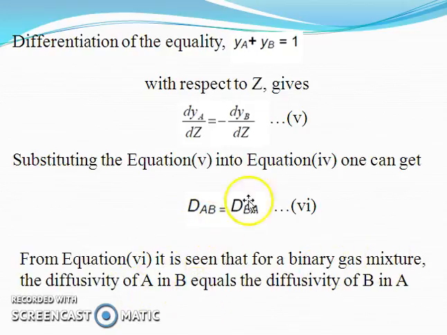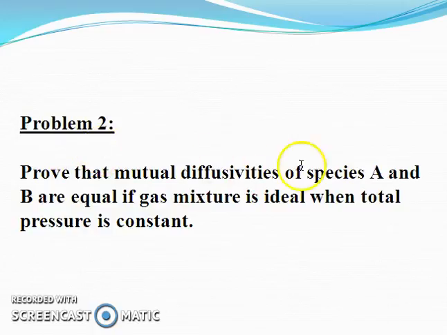From this equation, it can be explained that for a binary gas mixture with components A and B, the diffusivity of A in B equals the diffusivity of B in A. Hence, we have proved that the mutual diffusivities of species A and B are equal. That means the diffusivity of A into B and B into A for a binary gas mixture, if it is ideal, is the same, provided the total pressure of the entire system is constant.